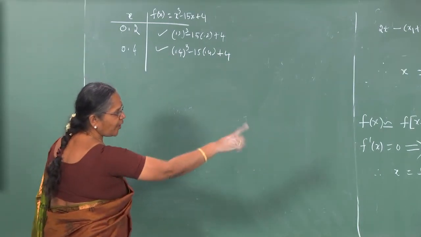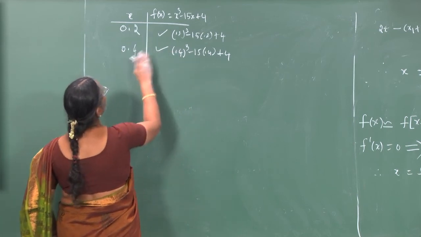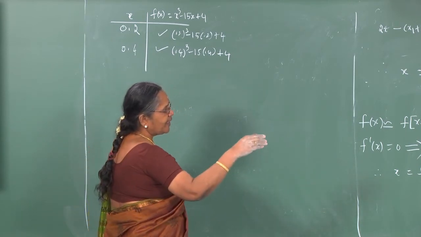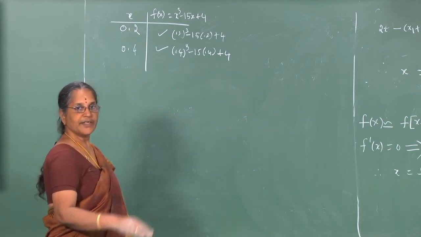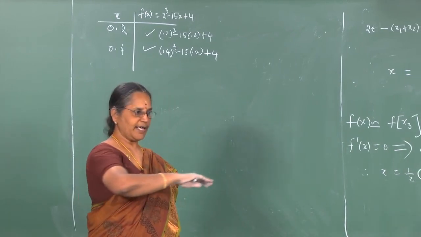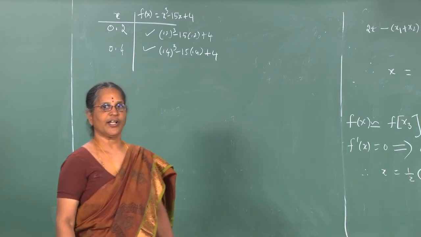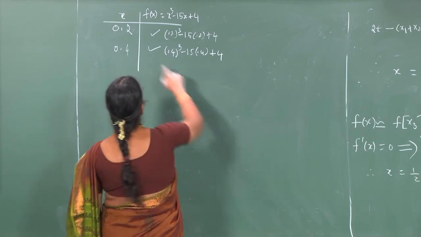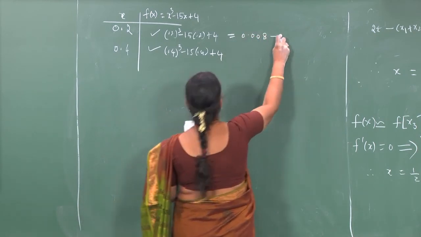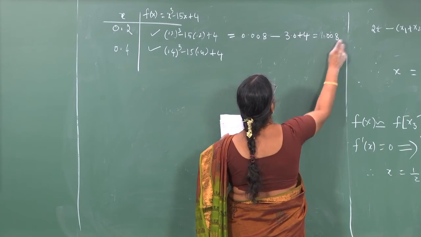Since it is said that it is close to 0.3, I would like to find out the values at 0.2 and 0.4, and since it is a root at which the function must vanish, it has to change its sign either from a positive value to a negative value or from a negative value to a positive value, so that it will cross the x axis. So, I would like to look at the value of the function at 0.2. This gives you 0.008 minus 3 plus 4, which is 1.008, which is positive.